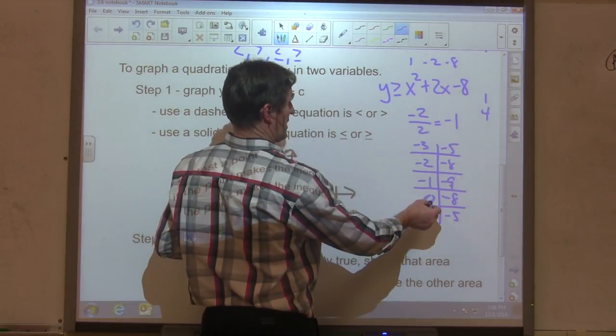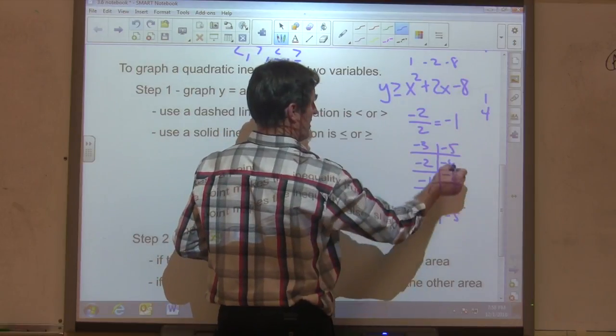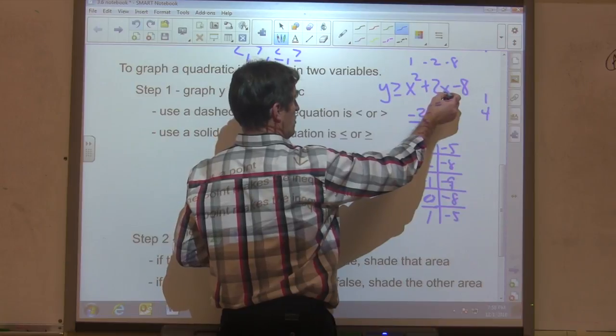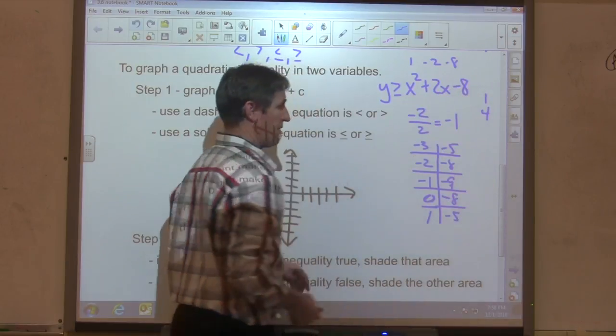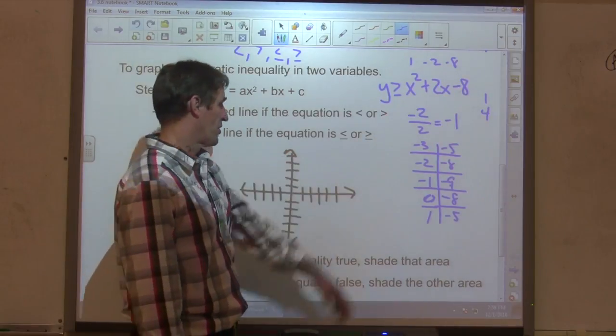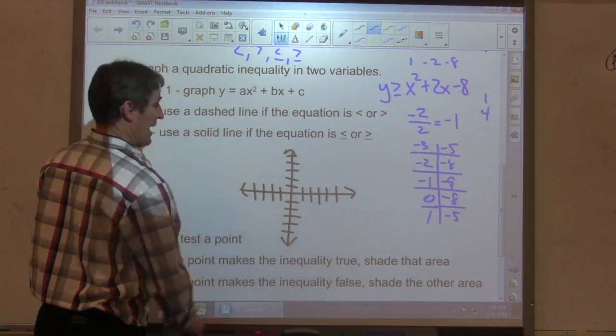It's really fast here because if I plug in 0, I get negative 8. So that means that's negative 8. And if I plug in 1, 1 squared is 1, plus 2 is 3, minus 8 is a negative 5. So it saves a little bit of time if you can understand it, but it's not hard to make the chart. So now we graph this.